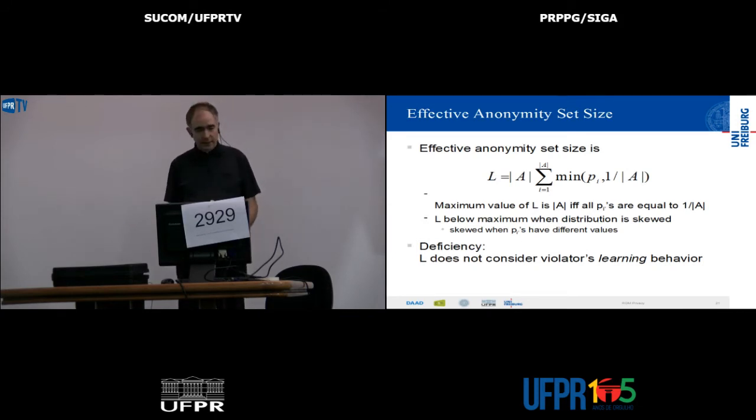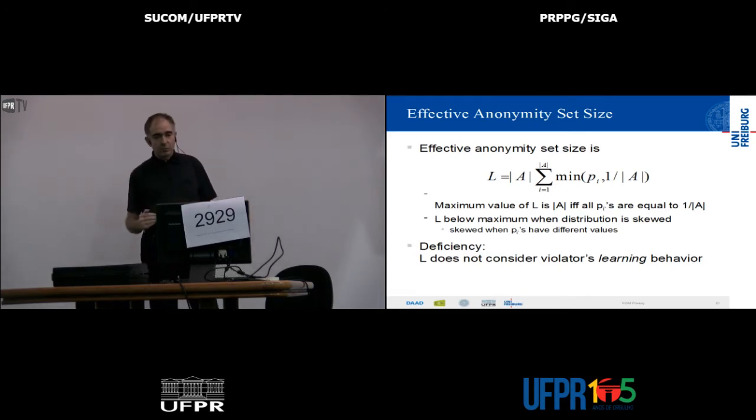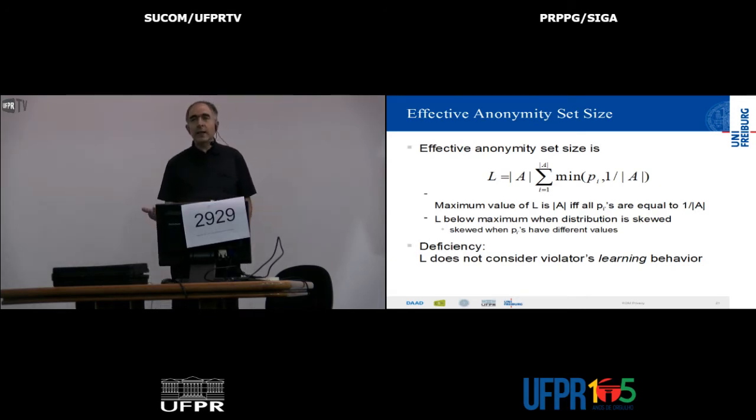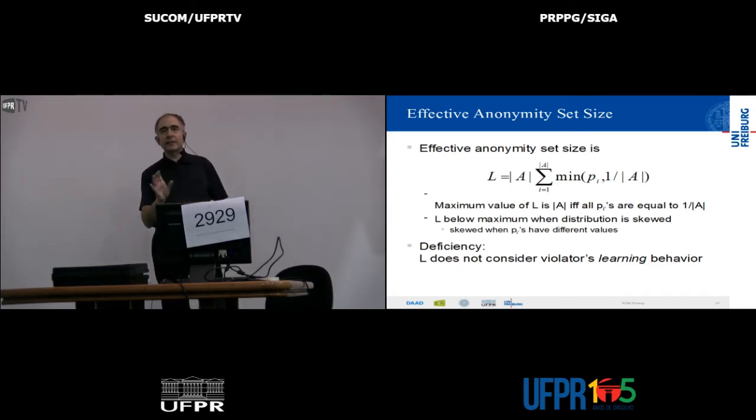Normally, it's below average. It is below average if the distribution is no longer equally distributed, but is skewed. It's not 1 over n, but some have 1 over 2, others have 1 over 3, others have 1 over 1,000,000. And therefore, if it's not equally distributed, the anonymity gets worse. And if it gets worse, a violator may start to learn and see how it gets worse.